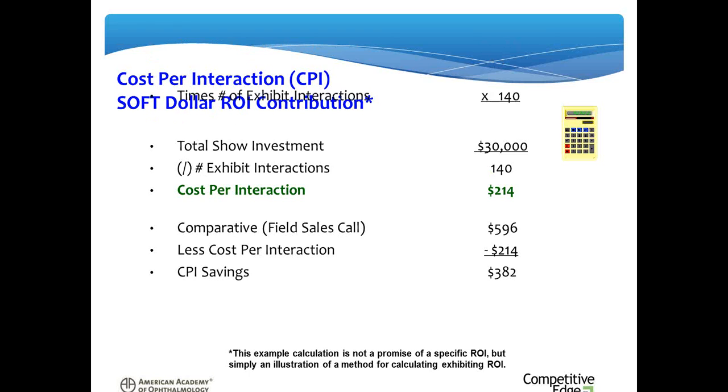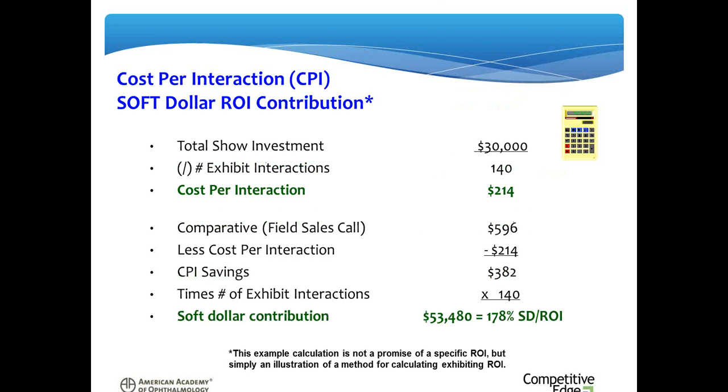Watch this. When I multiply it by the 140 interactions we generated through the exhibit, look what I've got. A $53,400 soft dollar return on investment. $1 invested generated $1.78 in soft dollar savings, because there is a very real cost to put a body in front of a body out in the field. Most people have no idea what it is, and they're not tracking it. Hence, I share with you the cost of a field sales call metric at $596.